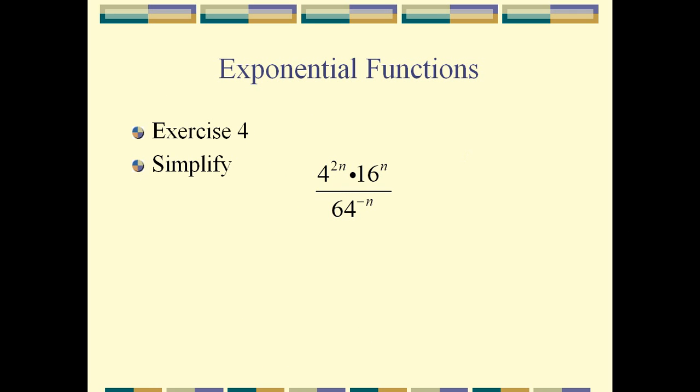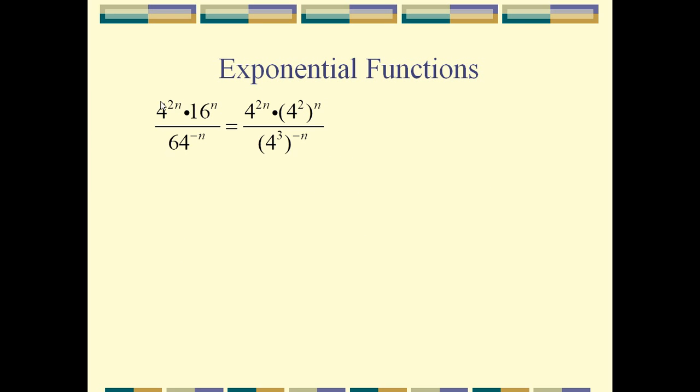The exercise 4 here, you also have the question with different bases, but you see that 4, 16 and 64, you can make them the base of 4. So in this question, you must first change 16 as 4 to the power something, and 64 also as 4 to the power something. 16 is equal to 4 squared, and 64 is equal to 4 to the power 3. So you can simplify this like this, and then break down the brackets accordingly. You will get 4 to the power 2n here, and 4 to the power negative 3n here.